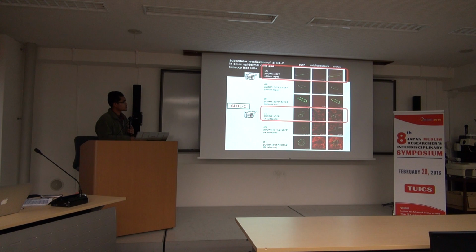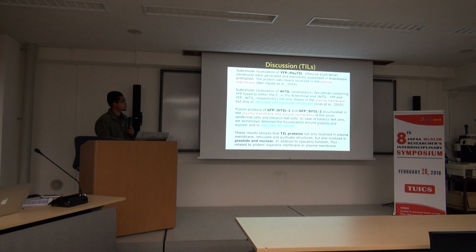This result also shows that in the control, the protein is localized in the cytosol and in the nucleus. But after GFP fusion, the protein is clearly localized in the plasma membrane in onion. But in tobacco, the protein is localized in the reticulate structure and also in the plasma membrane.